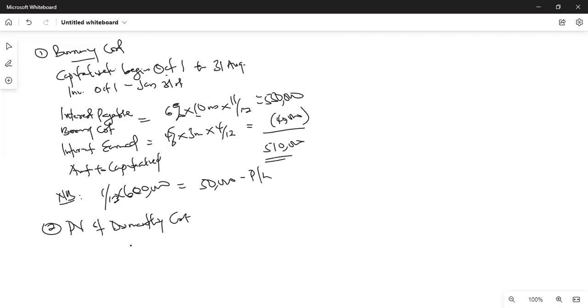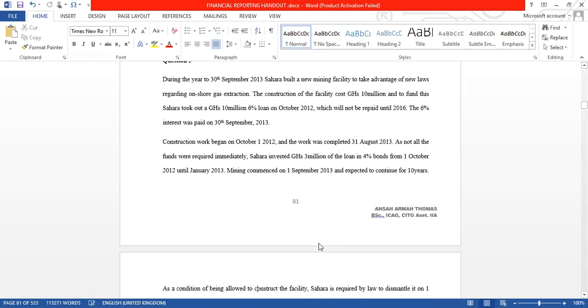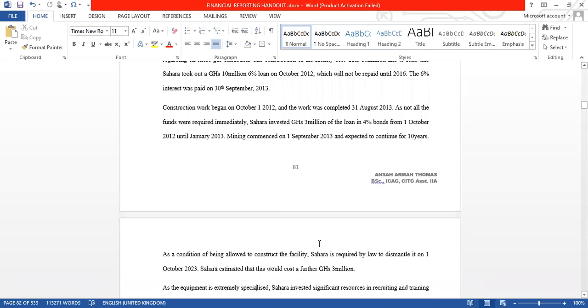We now need to do the PV. We have a cost of capital of 6%, and we now have to start counting from October 2012 to the time that they are going to do the dismantling. Let's go back and check the timing. The construction is actually in 2012, and they told us that the mining commenced in 2013, and the dismantling is going to be in October 2023.